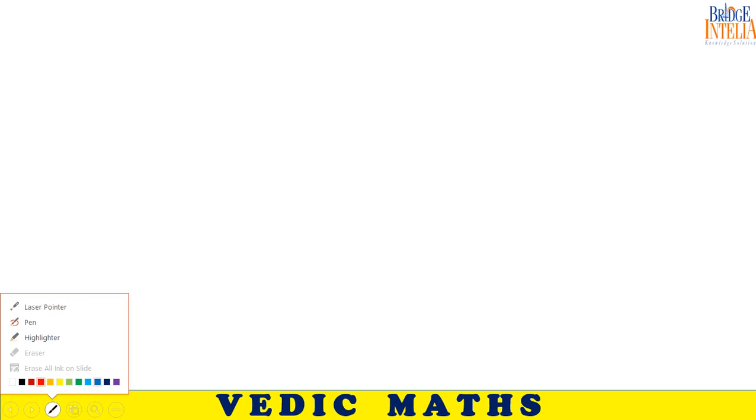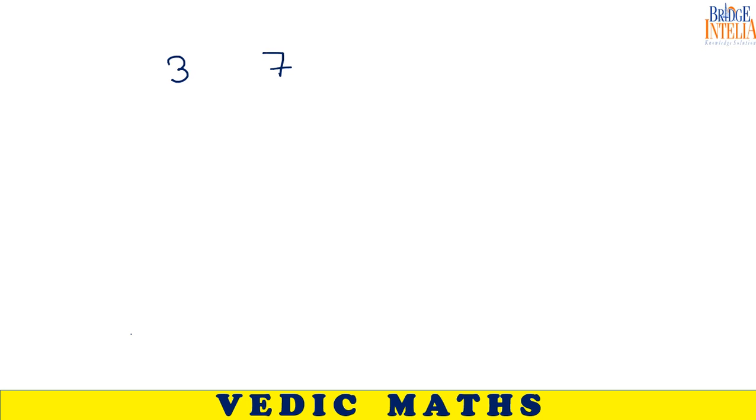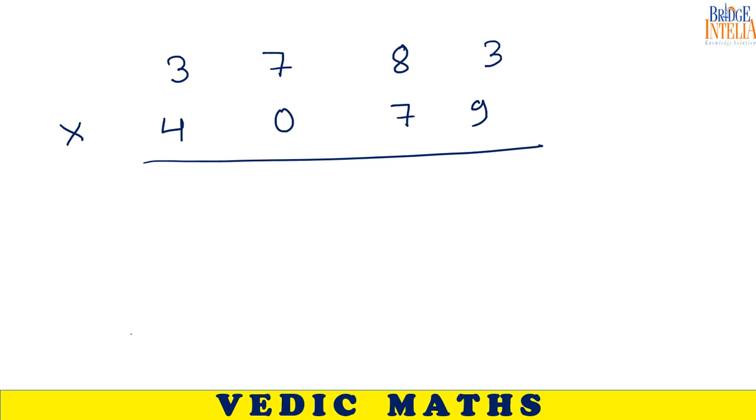Now we have understood the concept of cross connection product. Now let us see how we can easily do big multiplication. By big multiplication, we mean 3 into 3 digit multiplication, or 4 into 4 digit multiplication, or maybe 5 into 5. So let's see how we can solve these kind of questions. 3783 multiplied with 4079. So these are big multiplications. So let us see how we can do that.